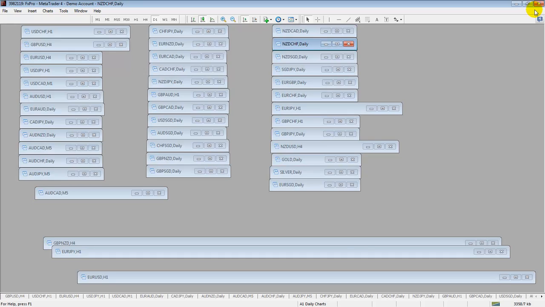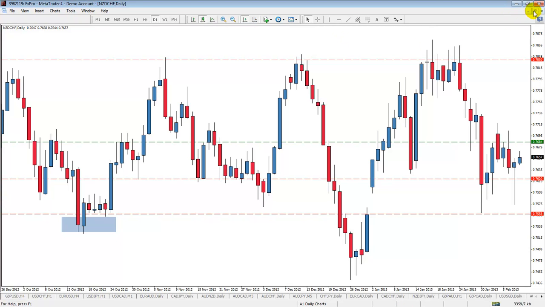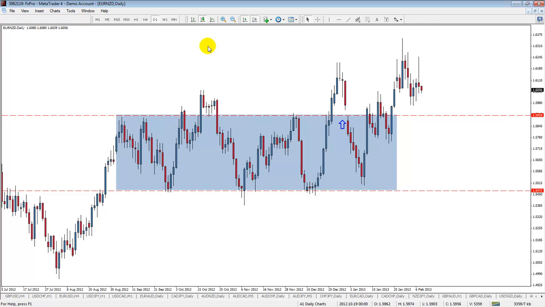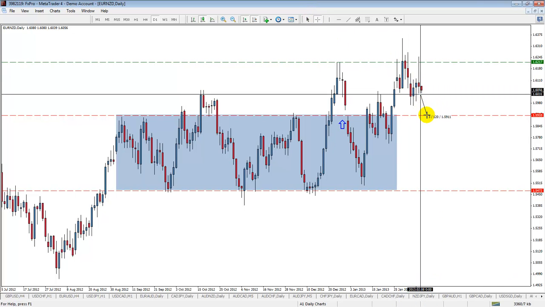Let's look at the other one, which is the Swissy Kiwi, right? That was the other one. Okay, we looked at New Zealand Swissy, and now we want to look at Euro New Zealand. It's the same trade in reverse. The problem with this one, though, is that you have this serious resistance level here where the market was boxed up over here.